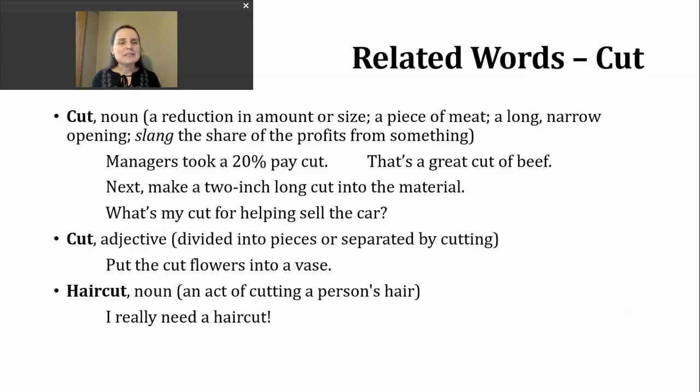We're going to skip using different verb tenses today with cut, since we had so many phrasal verbs, but we'll still talk about some words that are related to our verb cut. And we're going to start with the noun form of this word. It has the exact same pronunciation and spelling as the verb. And just like the verb, it also has many different meanings. The first meaning we'll look at is a reduction in amount or size. Here's an example of that.